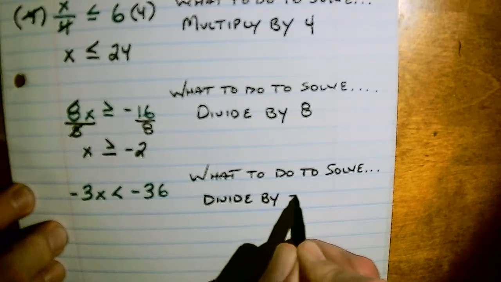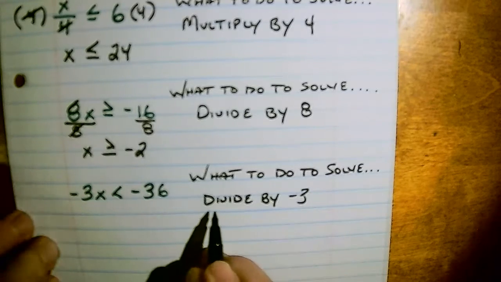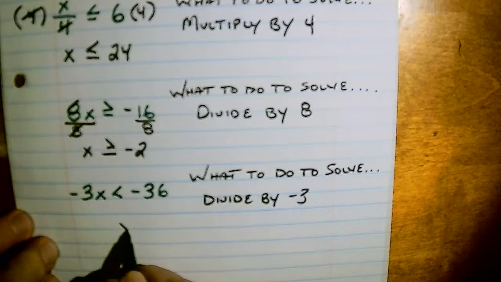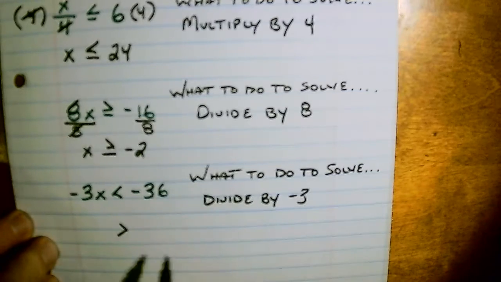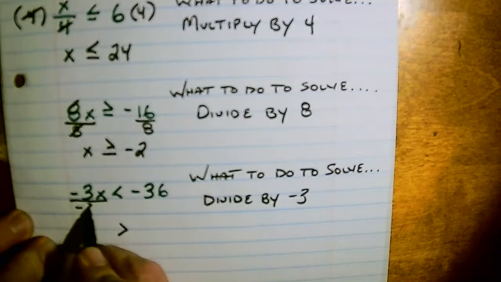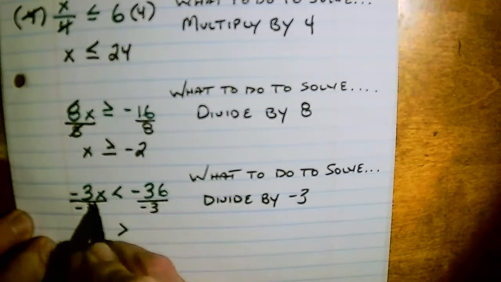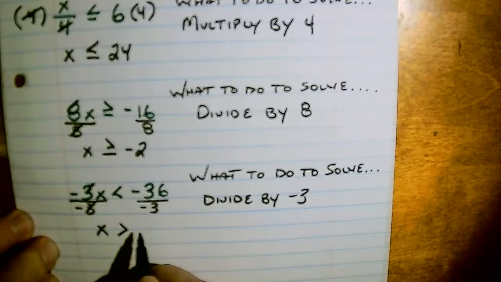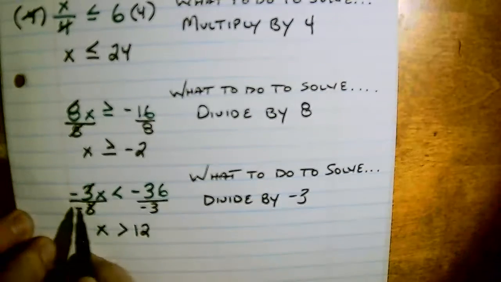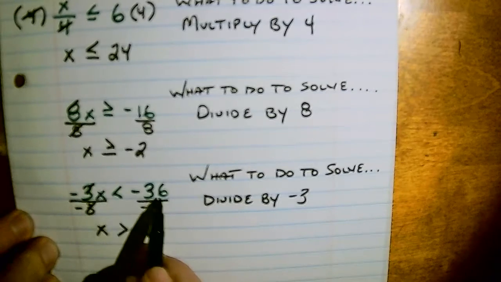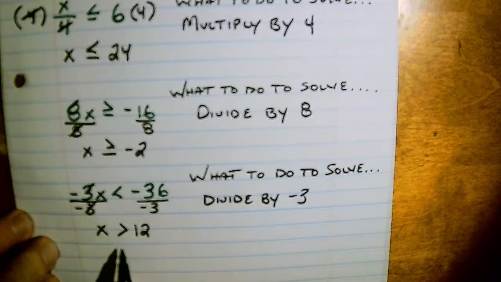In this last example, in order to solve it, I have to divide by -3. I'm dividing by a negative. I flip the direction of the sign. Then I perform the operations. x is greater than 12. If -3x is to be less than -36, x is going to have to be greater than 12.